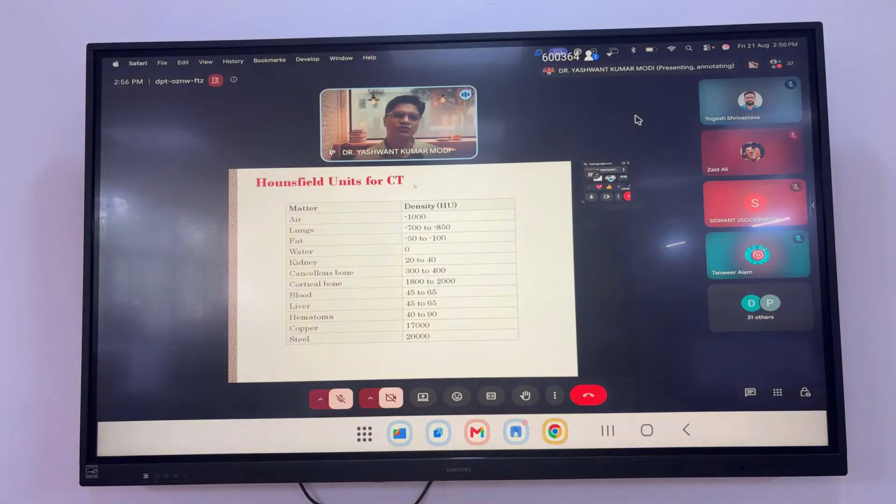So this is the Hounsfield unit I was talking about. The Hounsfield unit is usually required while we are separating hard tissues from soft tissues while converting a CT scan into an STL file. Water is zero Hounsfield units. Lungs etc. have values in the minus. Air is minus 1000 Hounsfield units. Then kidney, cancellous bone is 300 to 400. Cortical bone is 1800 to 2000. Then 45 to 65.